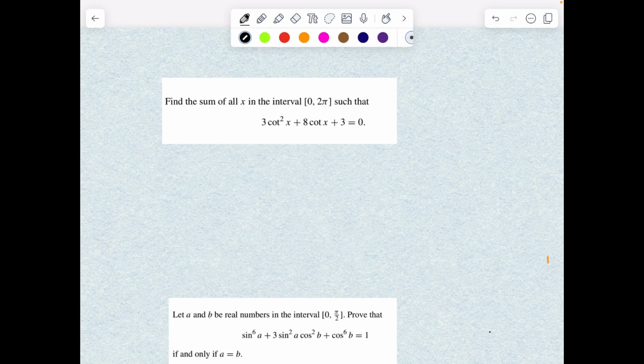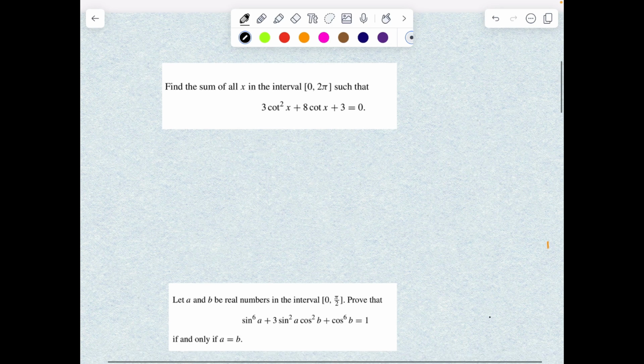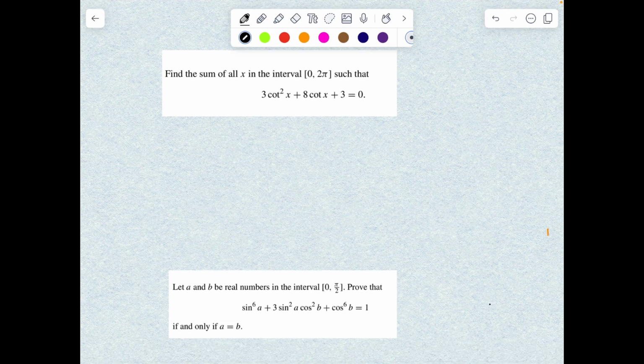First one is: find the sum of all x in this interval for which this equation is satisfied. Now at first look, the question seems fairly easy, but once we do it, you can face the challenge. So it's straightforward, a quadratic. So cot x I'm going to get as cot x is (-8 ± 2√2)/6. So we have got 2 root.